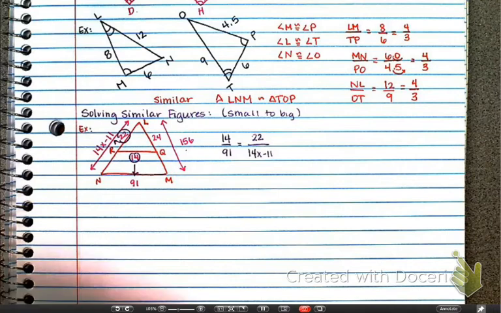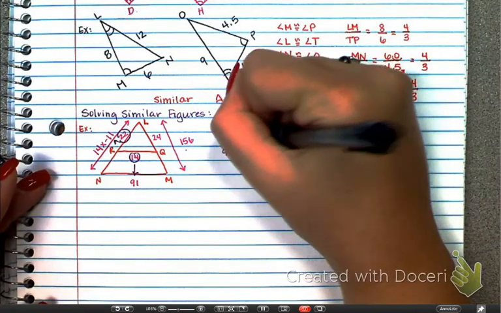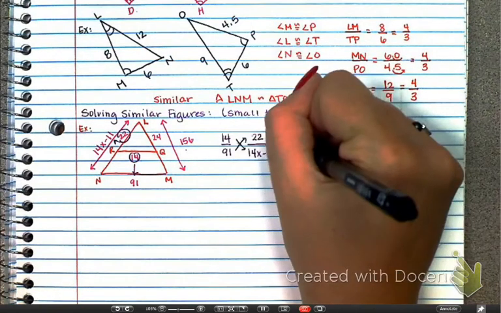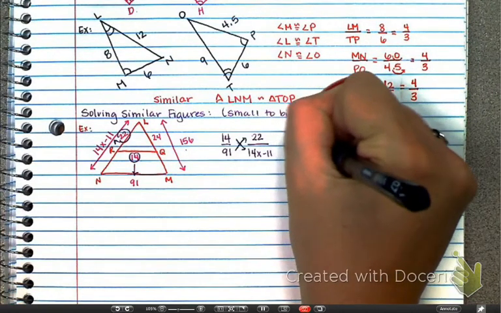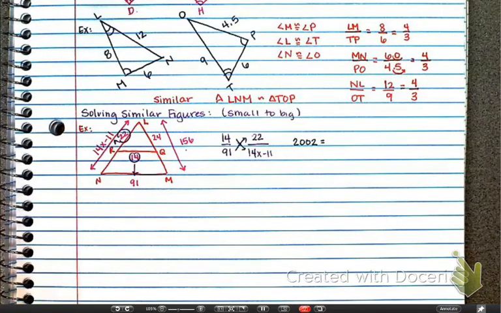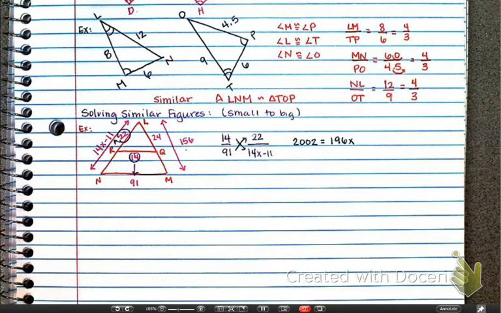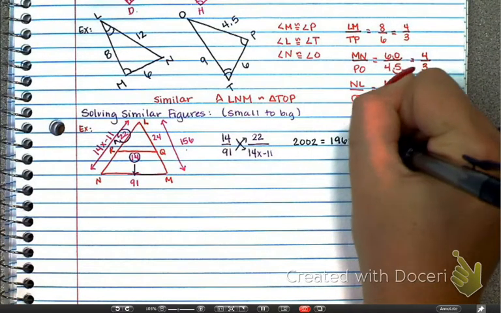All right, here we go. 91 times 22 is 2002, equals 14 times 14 is 196, so 196x minus 154.